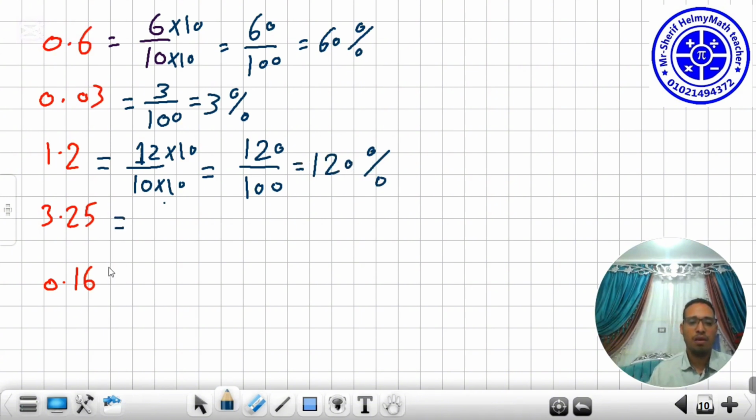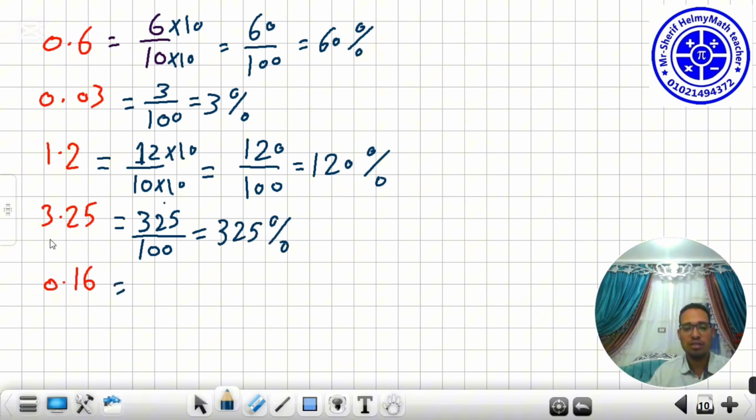3.25. Write the number and ignore the decimal point. It will be 325. Now the denominator, 10 or 100 or 1000? Count how many digits after the decimal point. 1, 2. Start from the right. 1, 2, and the decimal point. So the denominator, 10 or 100, of course 100. Here I don't need to multiply by any number because the denominator is already 100, so it will be 325%.